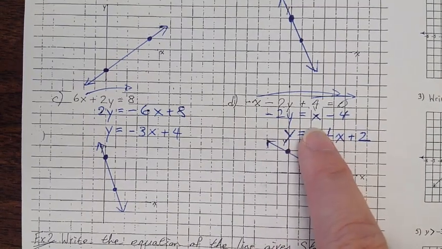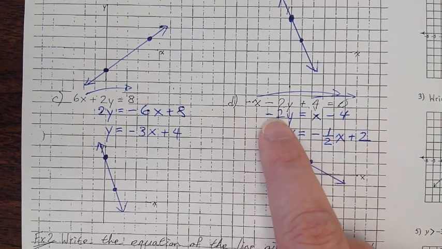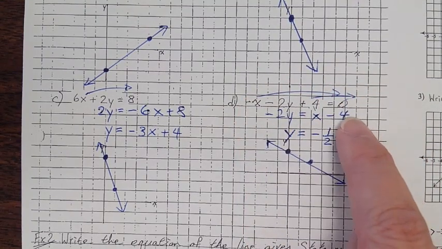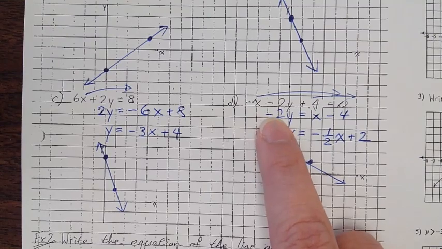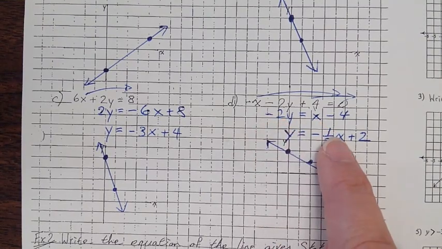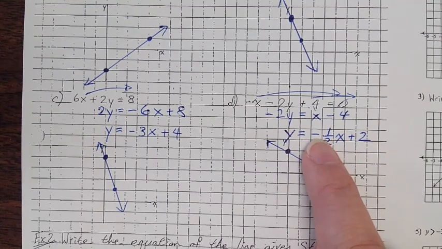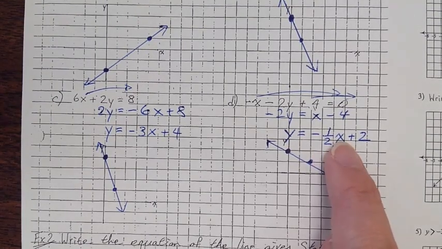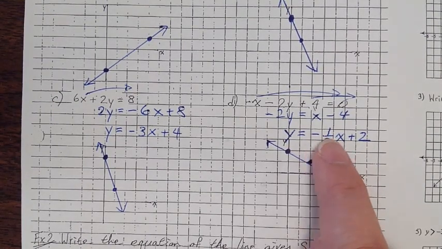Okay. This one right here, same idea, but a little harder because you have the negative y. So move that x over, move that 4 over. Don't forget to change the sign. And then here, when you divide by negative 2, 1x divided by negative 2, your slope is negative 1 over 2.